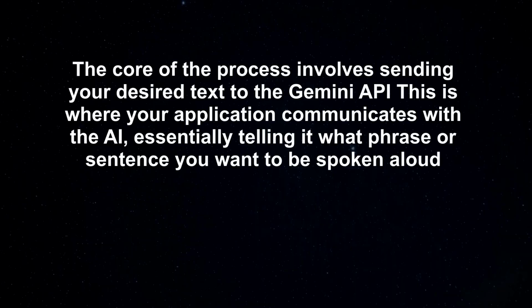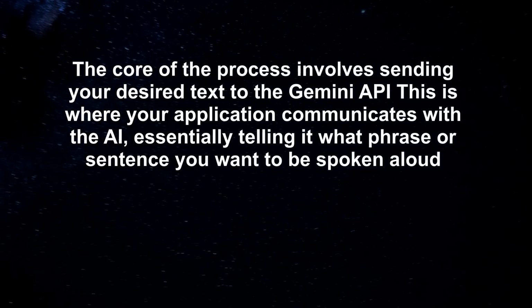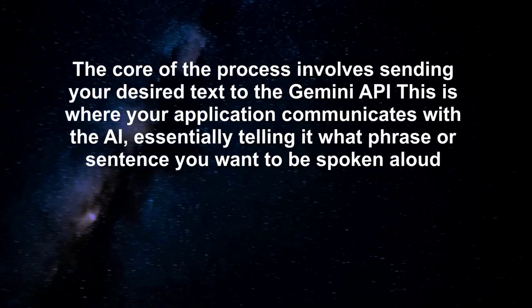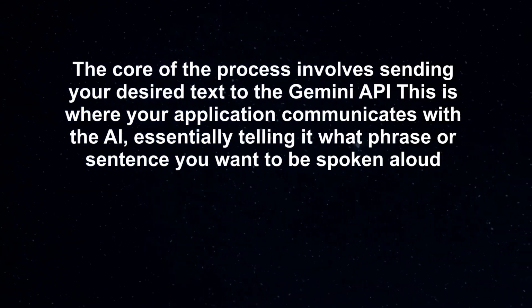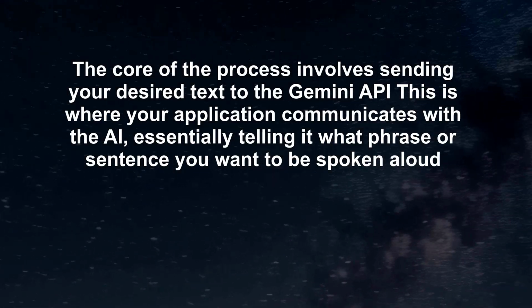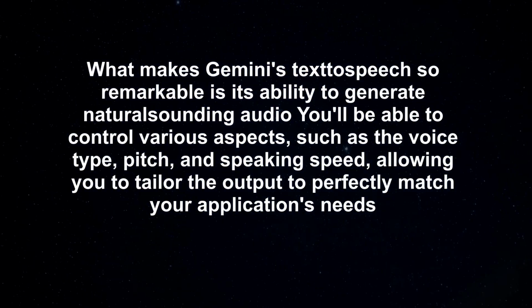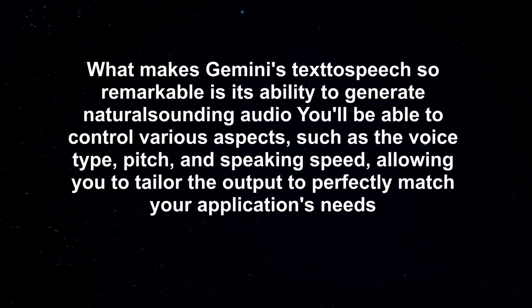The core of the process involves sending your desired text to the Gemini API. This is where your application communicates with the AI, essentially telling it what phrase or sentence you want to be spoken aloud. What makes Gemini's text-to-speech so remarkable is its ability to generate natural-sounding audio.